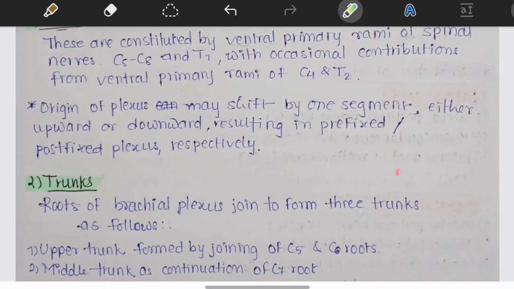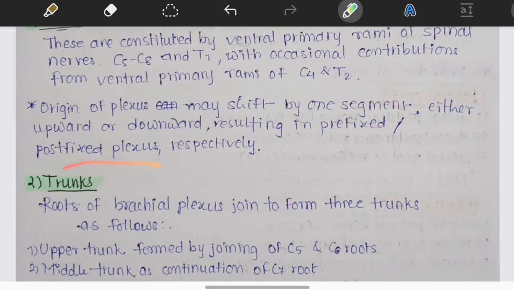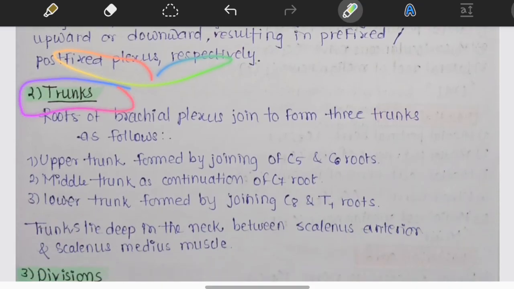If the roots are C4 to C8, then it is a prefixed plexus, and if they are C6 to T2, then it is a postfixed plexus. Then we will talk about the trunks.